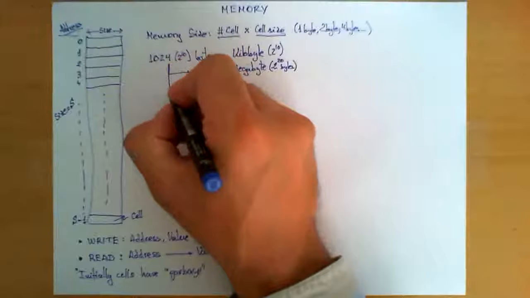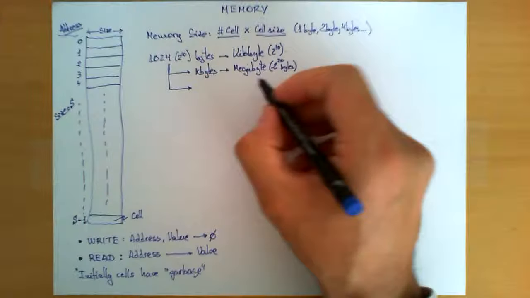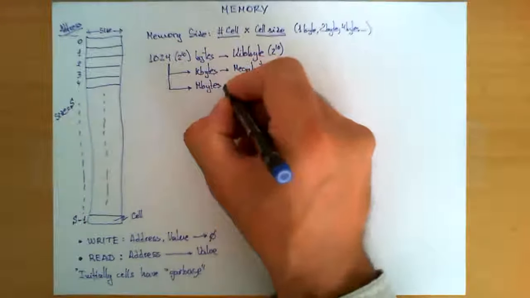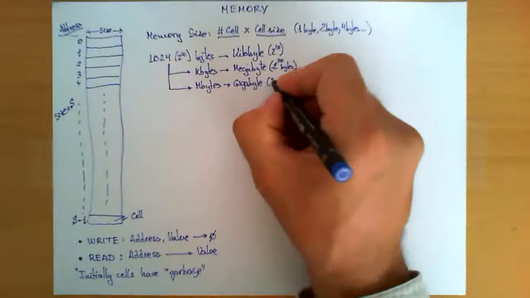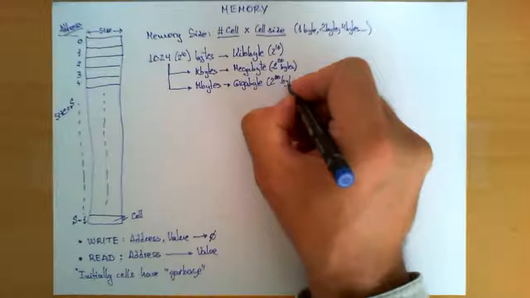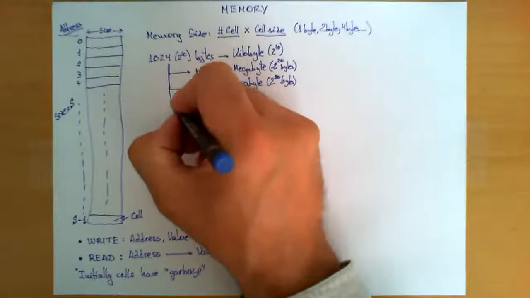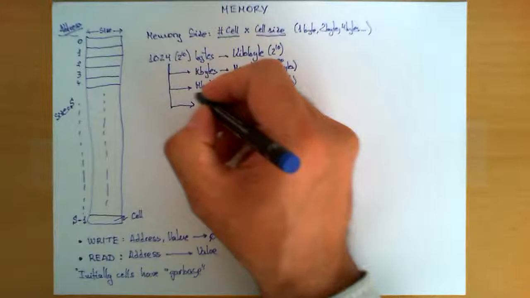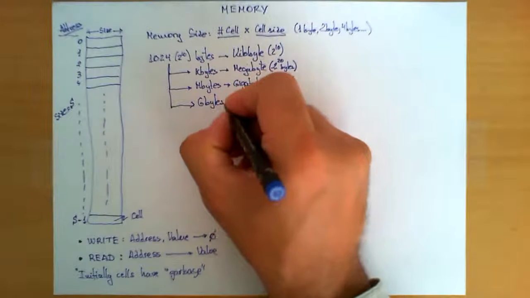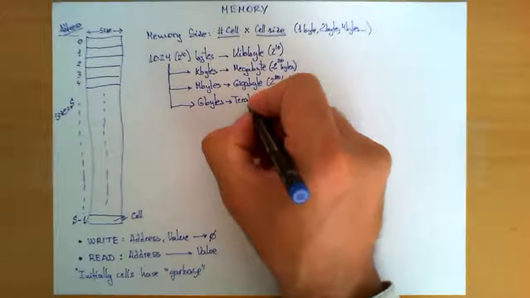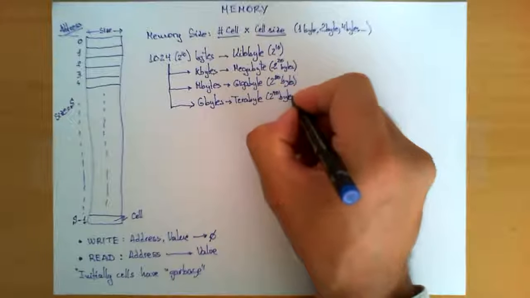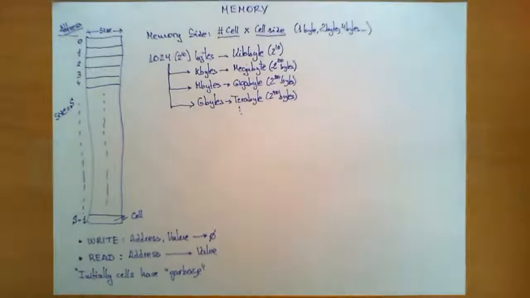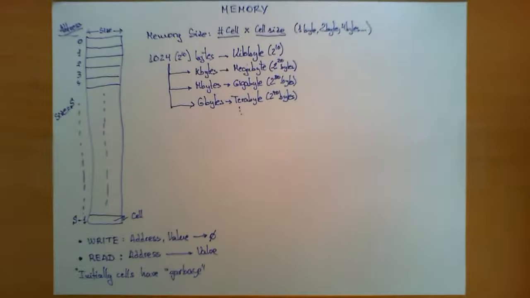If, again, we have 1024 megabytes, that unit we call a gigabyte, and it's 2 to the 30 bytes. And again, if we have 1024 gigabytes, we have what we call a terabyte, or 2 to the 40 bytes. And so on. There are several additional prefixes that you can use to address different memory sizes.